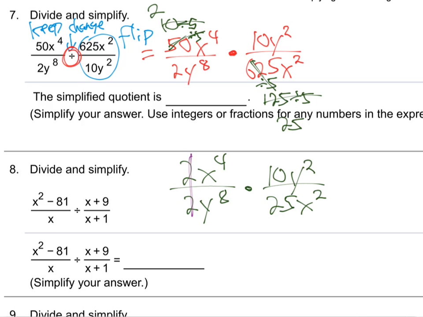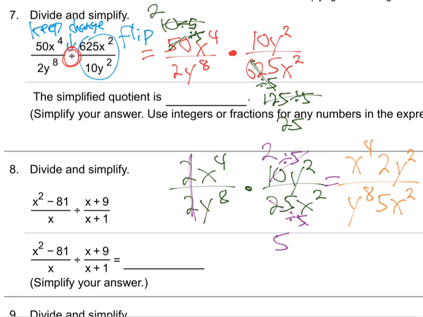Just be careful. Like how about the 2s? Oh yeah, and what goes into 10? And you can go straight up and down or diagonal. Either one's good. What about the 10 and the 25? Divide them both by 5. That leaves 2. That leaves 5. So now what do we have? We have x to the 4th times 2y squared over y to the 8th times 5x squared.